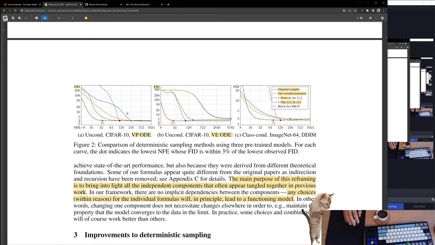So you can see blue takes a bunch of extra steps to get to a low FID, versus their re-implementation, which gets there much quicker. Surprisingly, it seems like the most performance juice is squeezed by using their sigma(t) and s(t). That's where they're getting most of it.